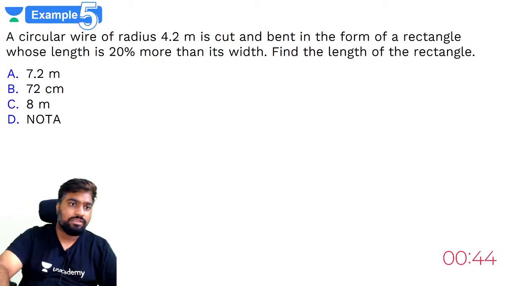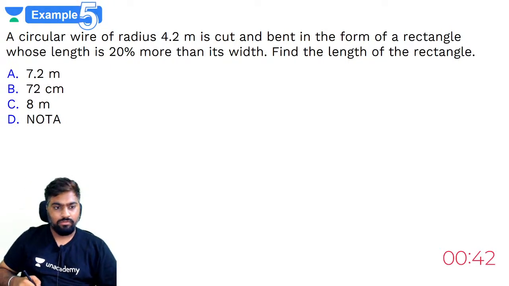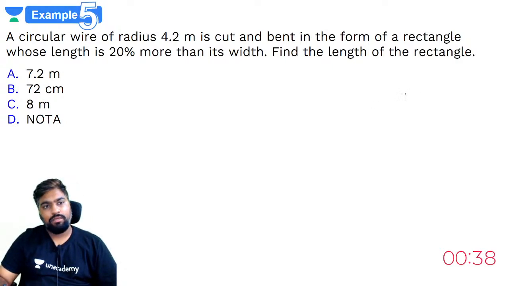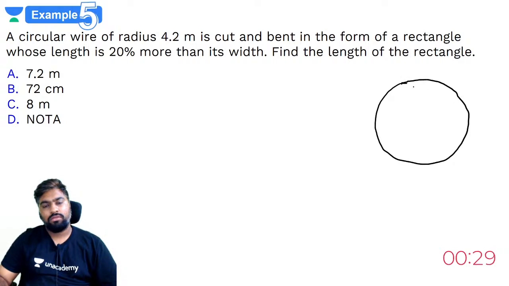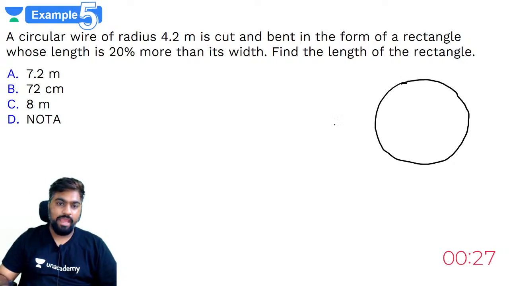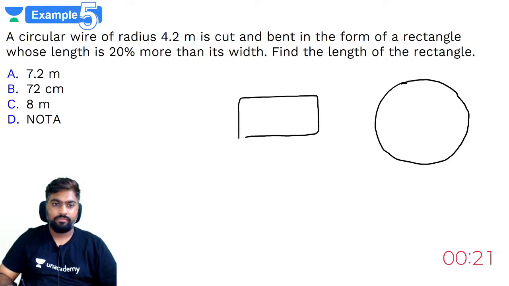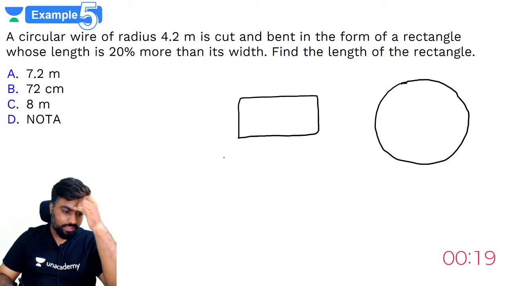Some hint for this question? Okay, this is your circular wire. This wire is bent and made into a rectangle. Got it?